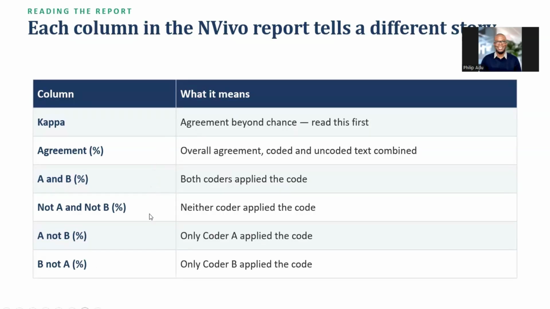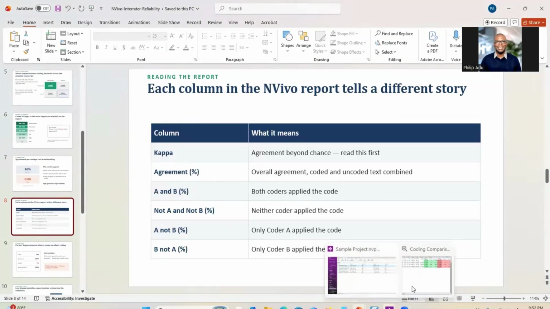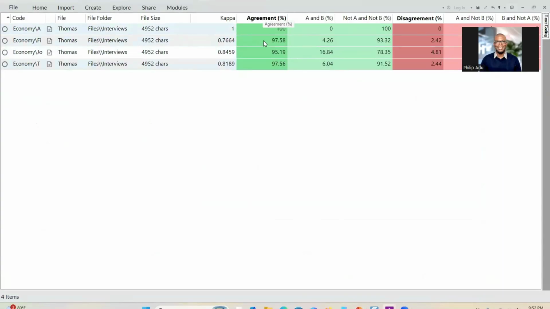These are the columns that you will see in an NVivo report. And let me show you how it looks first before I run it. So this is how it looks. You have the Kappa column, you have the agreement column A and B, column not A not B, the disagreement column, and then the column A and not B, and the column B and not A.